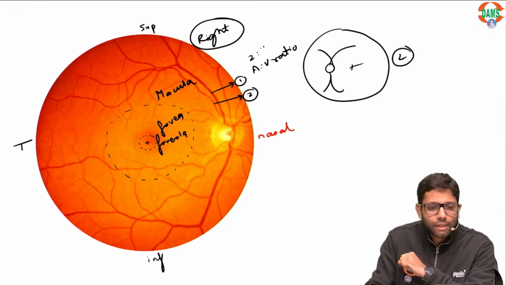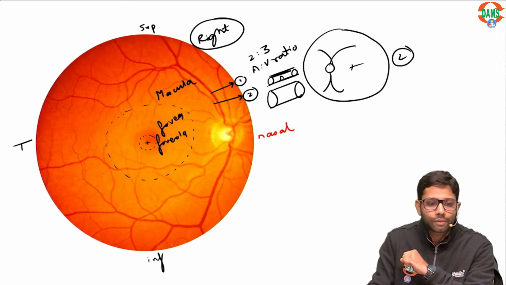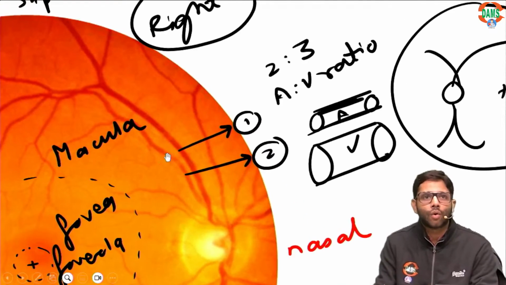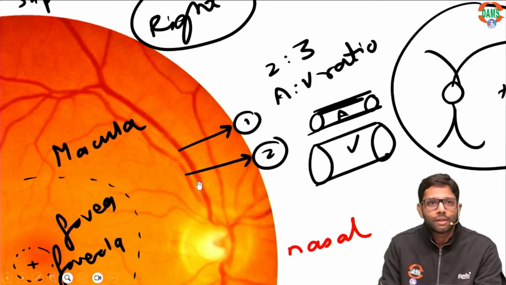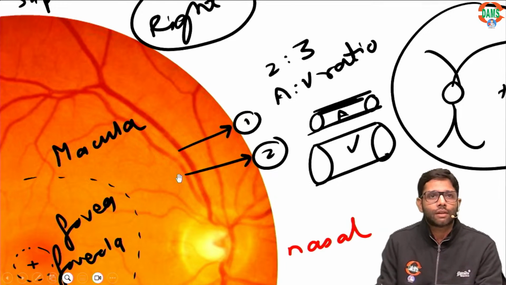In a normal retina it is 2:3, which means the artery lumen is narrower than the lumen of the vein. So I hope you can tell now which one is the artery and which one is the vein. One is a branch of the central retinal vein, and this 2 is a branch of the central retinal artery.